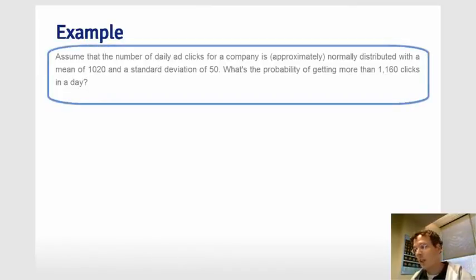Assume the number of daily ad clicks for a company is approximately normally distributed with a mean of 1,020 clicks per day and a standard deviation of 50 clicks per day.